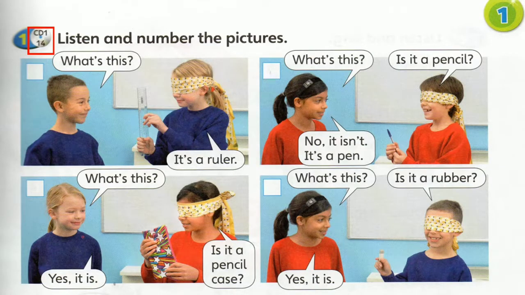1. What's this? Is it a rubber? Yes, it is. 2. What's this? It's a ruler. 3. What's this? Is it a pencil? No, it isn't. It's a pen. 4. What's this? Is it a pencil case? Yes, it is.